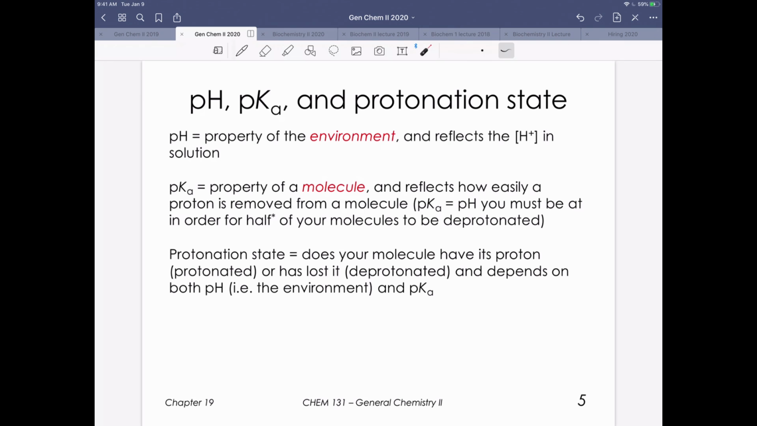So pH is a property of the environment, and it reflects the concentration of H+ that you might have in solution. So the more acidic a solution is, the lower the pH is, and the higher the H+ concentration is. So those are concepts we learned about in our last chapter, Chapter 18.